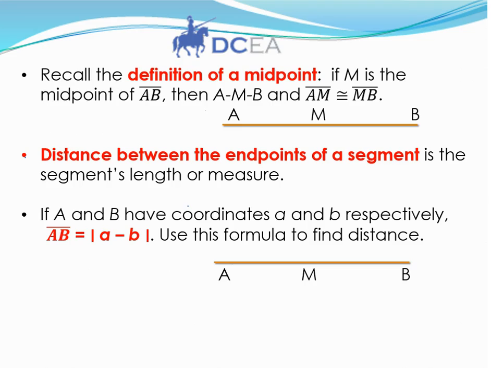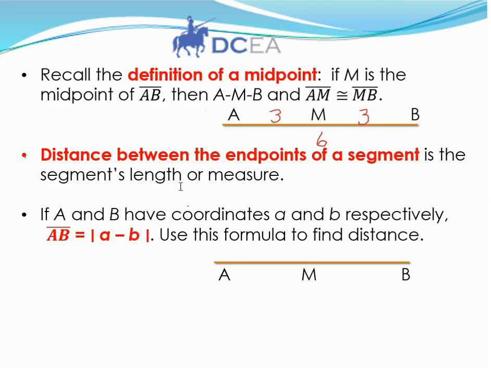So if this total line was a distance of 6, then AM would be 3 and MB would also be 3. The distance between the endpoints of a segment is the segment's length or measure. So if I am asking you to find distance, they're talking about its length or measure.